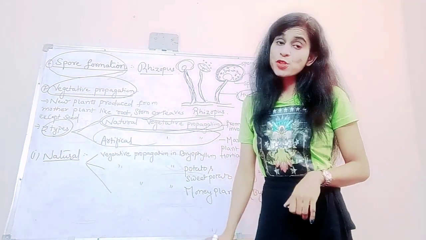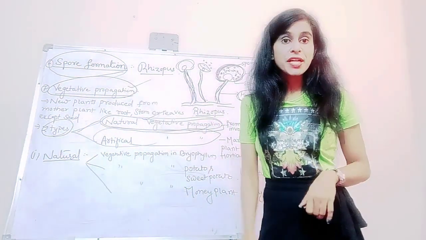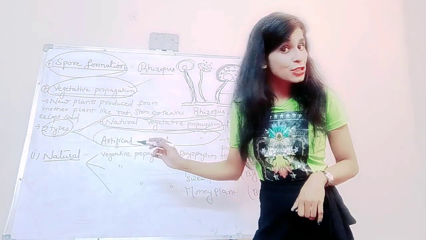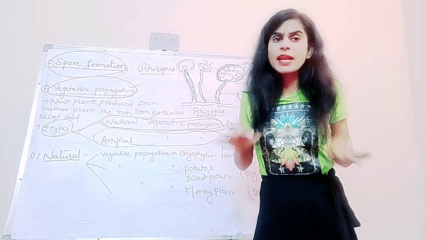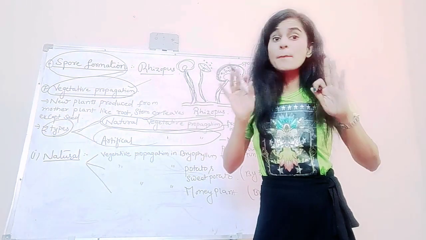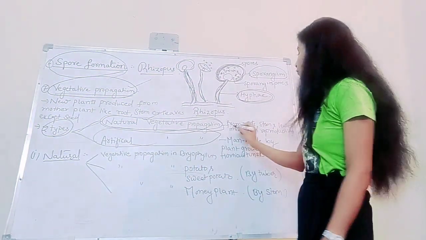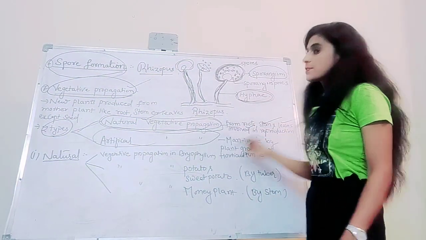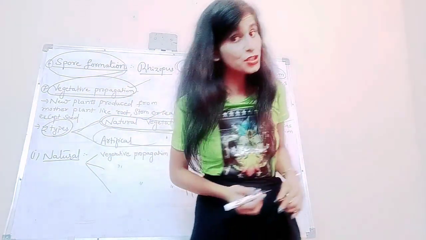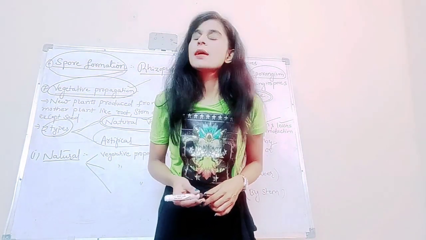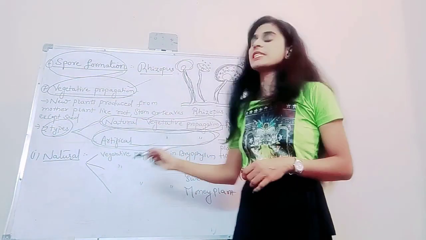There are exactly two main types of vegetative propagation. The first one is natural vegetative propagation. Very natural, from root, stem and leaves. There is no need of our help. It is completely safe, completely natural, and hence called natural vegetative propagation. The root, stem and leaves participate in reproduction, and such propagation is called natural vegetative propagation.